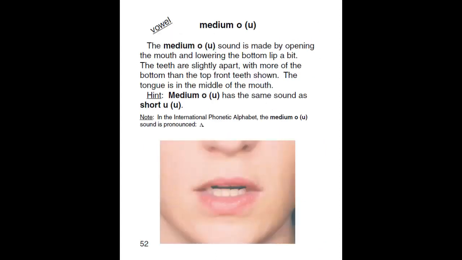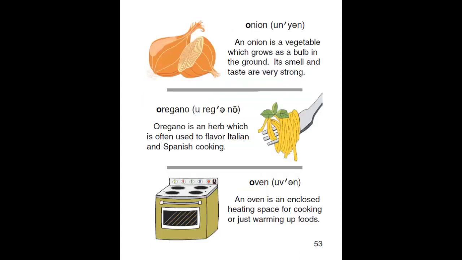Medium O. The medium O sound is made by opening the mouth and lowering the bottom lip a bit. The teeth are slightly apart, with more of the bottom than the top front teeth shown. The tongue is in the middle of the mouth. Onion. Oregano. Oven.